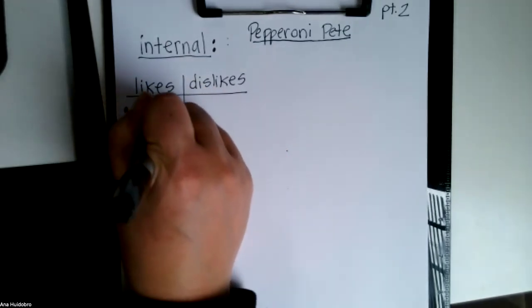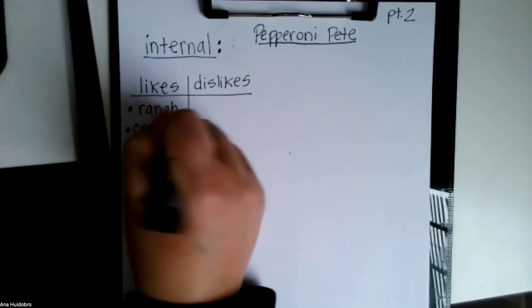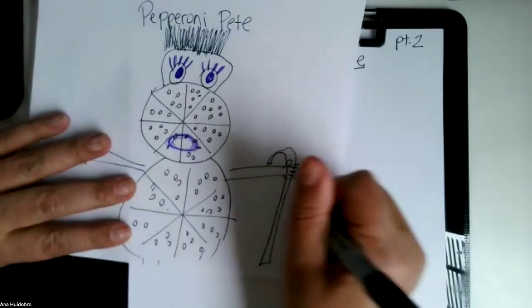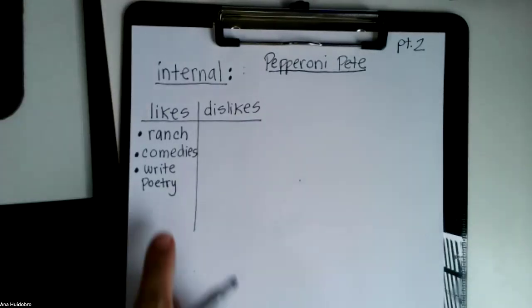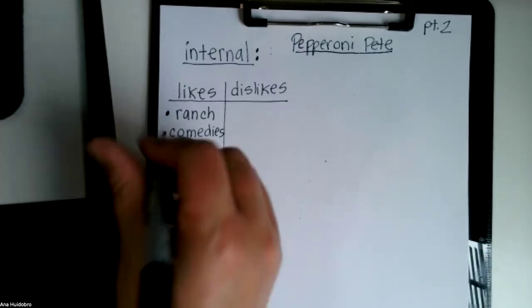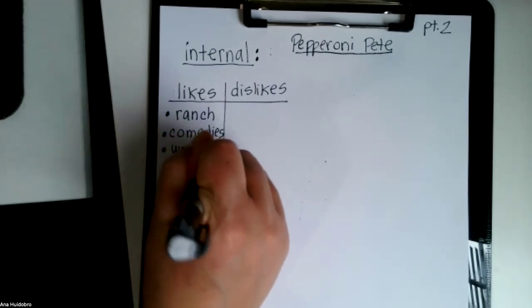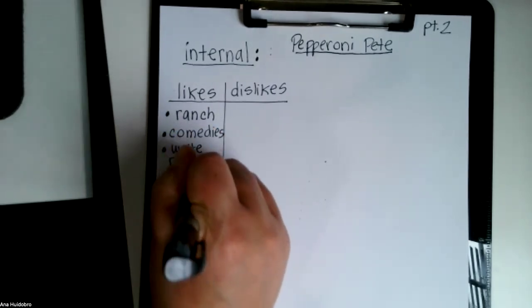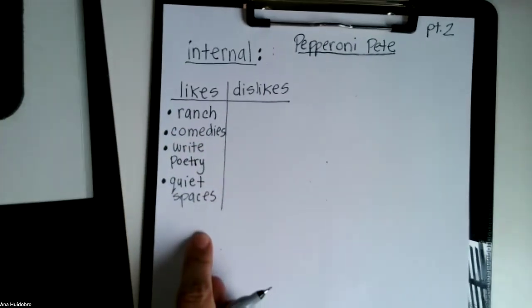My Pepperoni Pete character, my fake character for my fake children's book, he really likes to write poetry. In fact, his cane that he has is actually, there's a little storage here for a bunch of pens and paper, because he likes to bust out the pens and paper and write poetry as he walks around his town. And he really likes quiet spaces like the library, a quiet house. He likes quiet spaces.